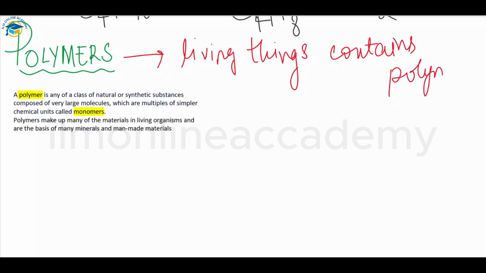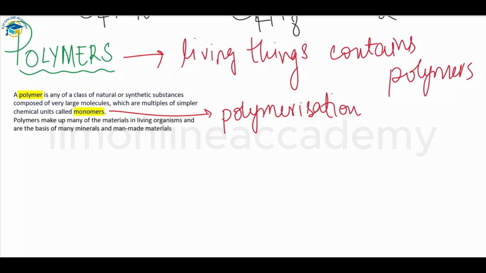The basic definition of a polymer is that it is a class of natural or synthetic substances composed of very large molecules that are made by polymerizing a large number of repeating units, which are known as monomers. Whenever monomers attach, we have polymers, and the process through which they join together is known as polymerization.